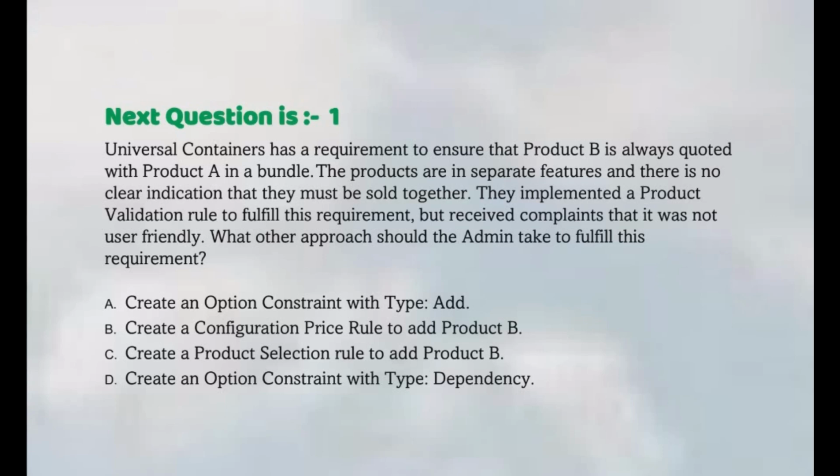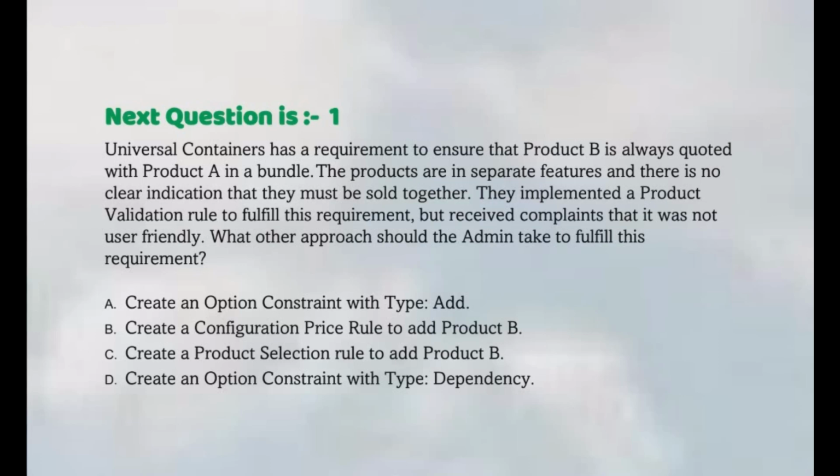Question: Universal Containers has a requirement to ensure that product B is always quoted with product A in a bundle. The products are in separate features and there is no clear indication that they must be sold together. They implemented a product validation rule to fulfill this requirement but received complaints that it was not user friendly. What other approach should the admin take to fulfill this requirement?